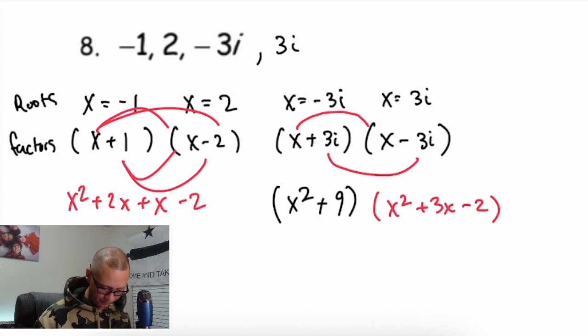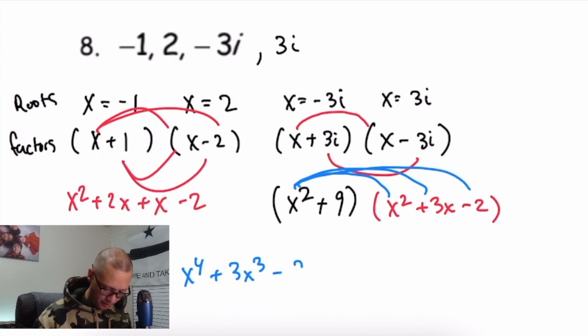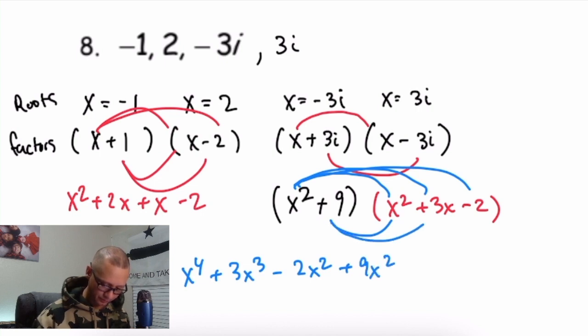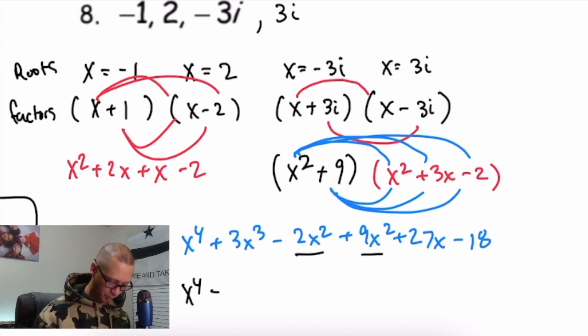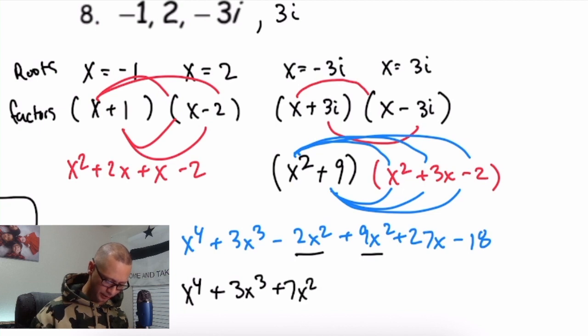Last step. This is going to be x to the 4th, right? Because when you multiply common bases, you add the exponents. This is plus x cubed minus 2x squared plus 9x squared plus 9x minus 18. Okay. Combine like terms. We have a square. That's really it. So x to the 4th plus x cubed plus 7x squared plus 9x minus 18.